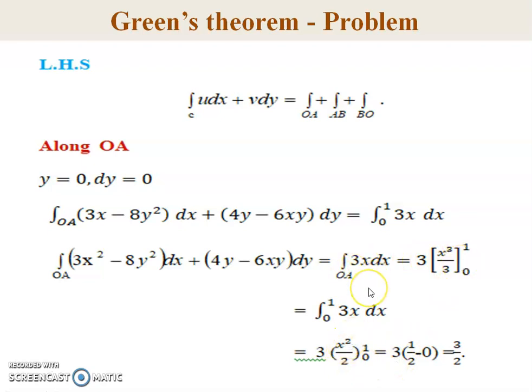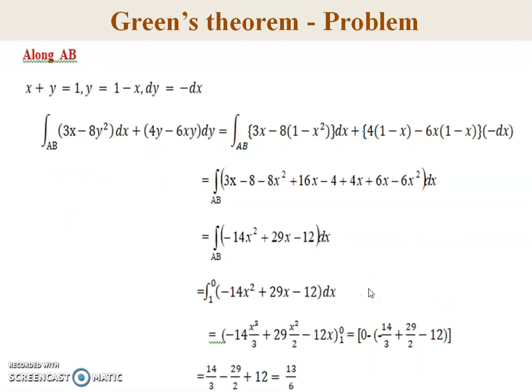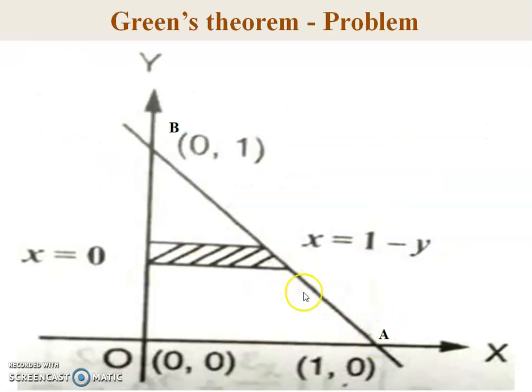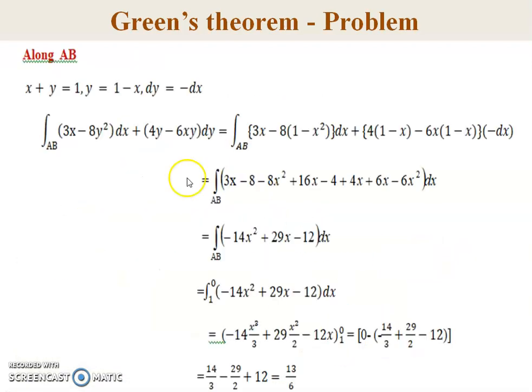Okay, right. Next, along AB. So what is AB here? See, this is a straight line AB. So what is the equation? The equation of this is x plus y equal to 1. Therefore, y equal to 1 minus x. Differentiate this, dy becomes 0 minus 1. Therefore dy by dx equal to minus 1, dy equal to minus dx.